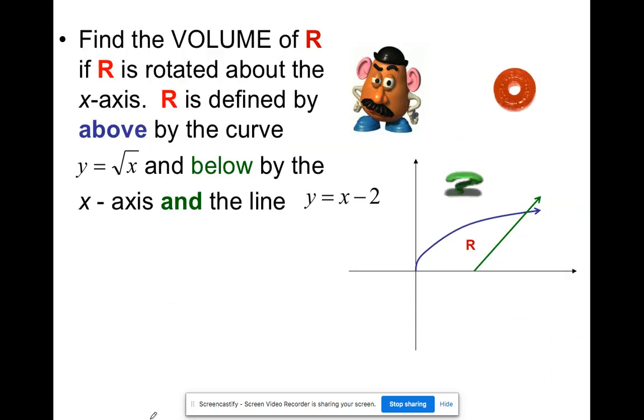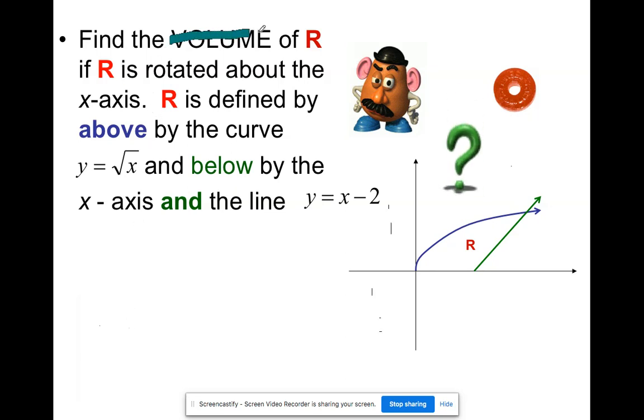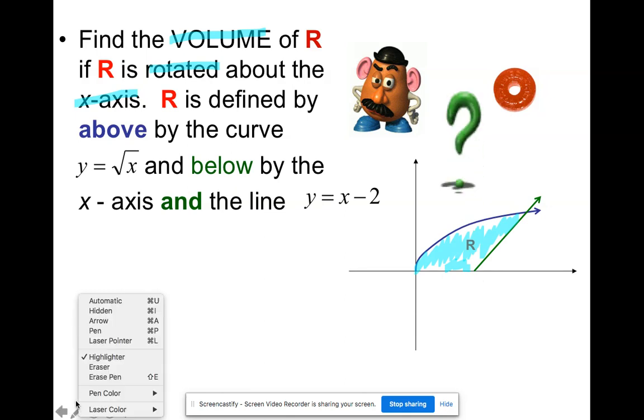Nicely done. Let's do another one. There's a lot going on here. So find the volume by rotating. That's a volume of revolution. Where do they want me to rotate? X-axis. Here's the region that they care about. Below root x, above the x-axis, bounded by x minus 2.